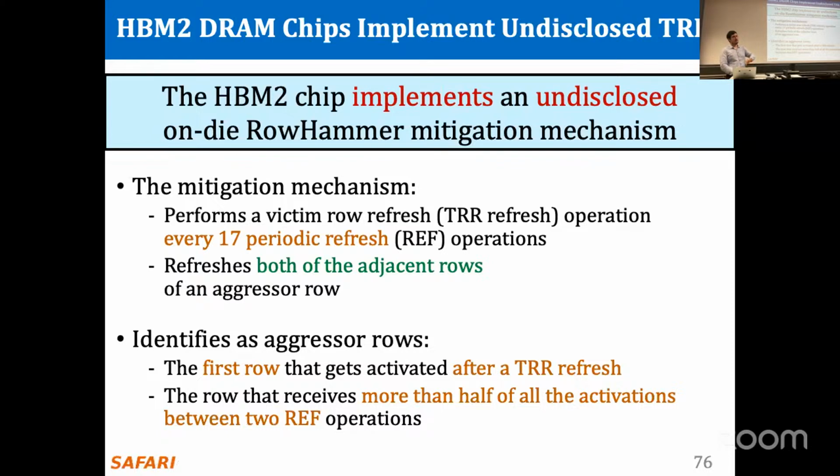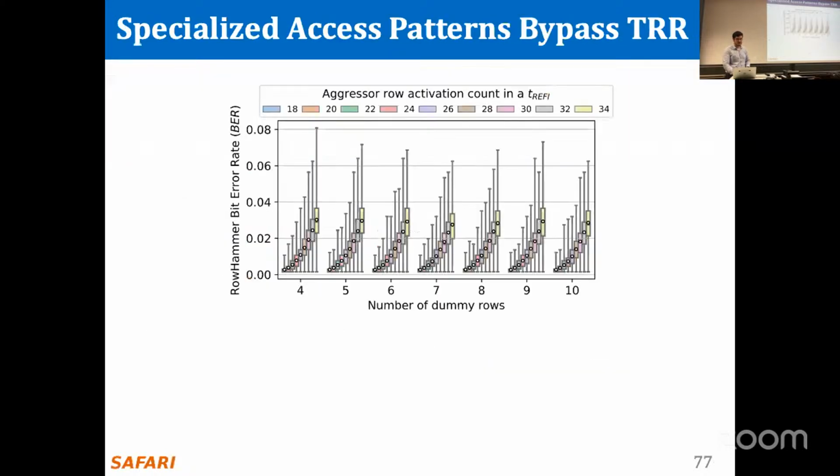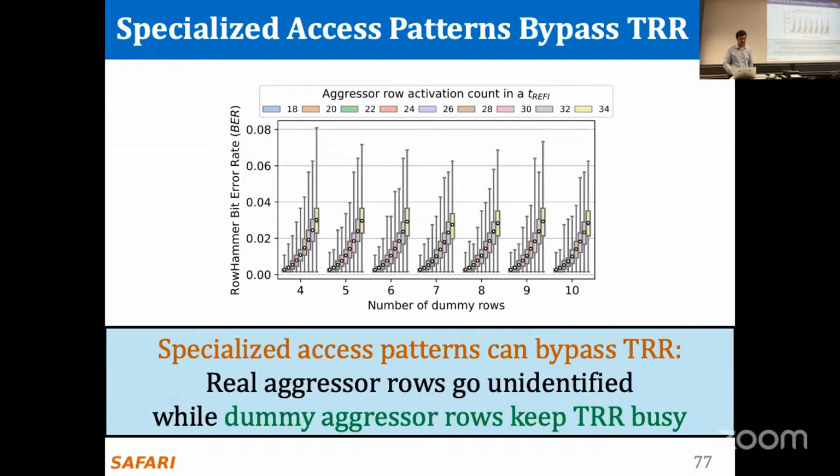But there might be other things we couldn't uncover. And then, of course, we bypass this mitigation mechanism. But this doesn't mean your HBM2 chips are vulnerable to RowHammer when you enable TRR mode, right? We didn't enable TRR mode. Maybe with TRR mode, really, you cannot get bit flips. No one knows. Yeah.